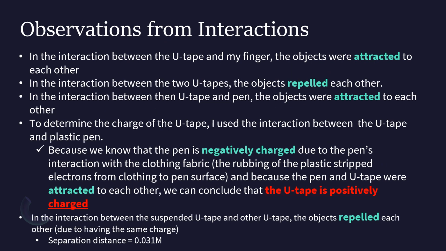Here are the observations from the interactions for the experiment. Most importantly, we found out that the U-tip is positively charged, due to the pen being negatively charged and both items attracting each other. We also found the separation distance between the U-tip and the other U-tip, which is 0.031 meters.